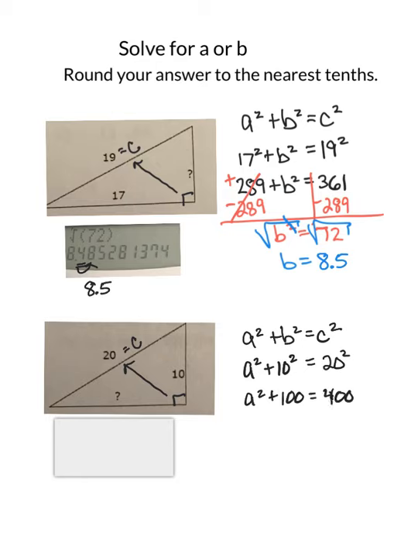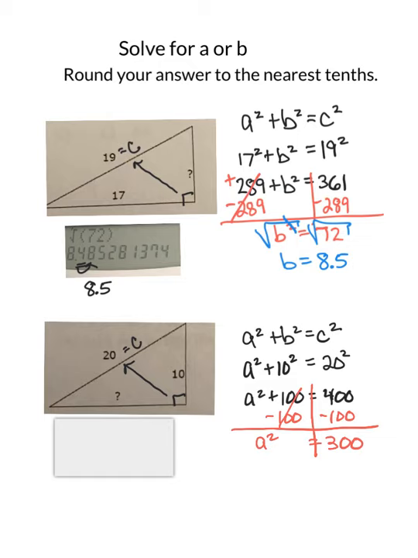And again, we want to get a squared by itself first. So we need to move the 100. So 100, it is adding right now. What's opposite of addition? It's subtraction. So now we have a squared. Positive and negative 100s make 0. 400 minus 100 is 300.